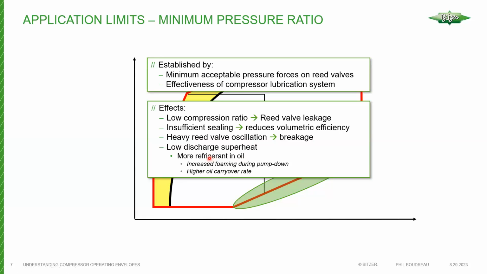Low discharge superheat is another one. Heat of compression comes from, of course, compressing the refrigerant. The lower the compression ratio, the lower the discharge temperature. And as you may know, Bitzer does specify minimum discharge superheats. The minimum discharge superheat is really a way of controlling the amount of refrigerant that's in the oil, because the more refrigerant we have in the oil, the more we're diluting it and reducing its viscosity. And if we reduce the viscosity too much, then of course there's insufficient lubrication for the compressor.